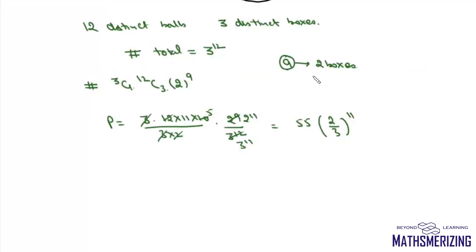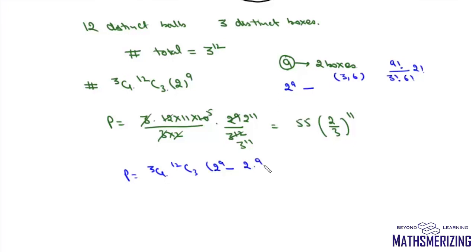Another question is that exactly one of them should contain 3 balls. In that case, from these 2 to the power 9 cases, we have to remove all those cases in which we have distributed them as 3 and 6. Now we can write this as factorial 9 over factorial 3 factorial 6, and then it will be multiplied with factorial 2. In that case, this probability will be 3C1 into 12C3 into (2 to the power 9 minus 2 into 9C3) divided by 3 to the power 12.